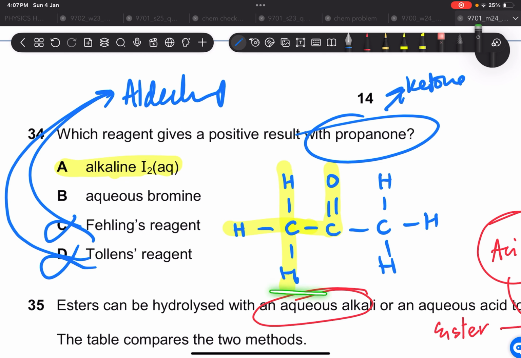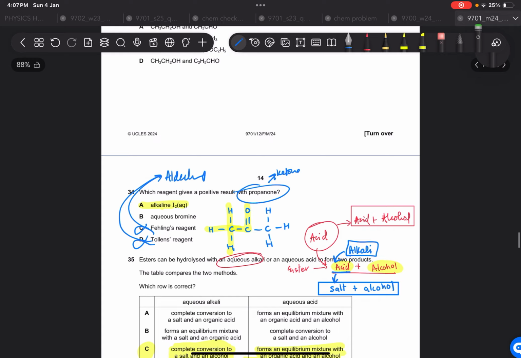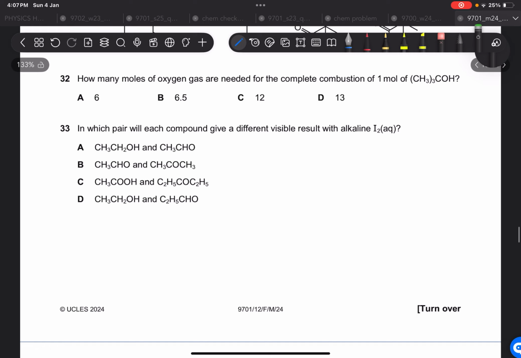Okay? So alkaline I2, bromine is not going to react with it. There's no alkene or double bond over here. In which pair will each compound give a different visible result with alkaline I2? Are you seeing what's happening over here?